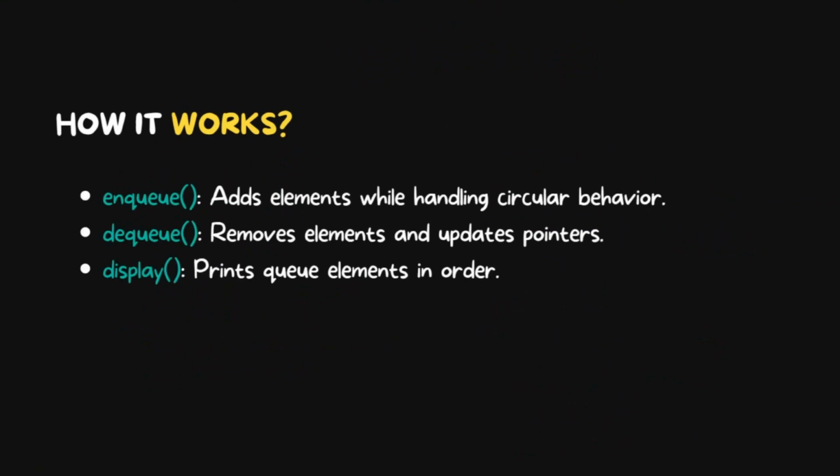Let's see how our circular queue works. So using the enqueue function, we can add elements while handling circular behavior. Using the dequeue operation, we can remove elements and update pointers. And the display function prints the queue elements in order.